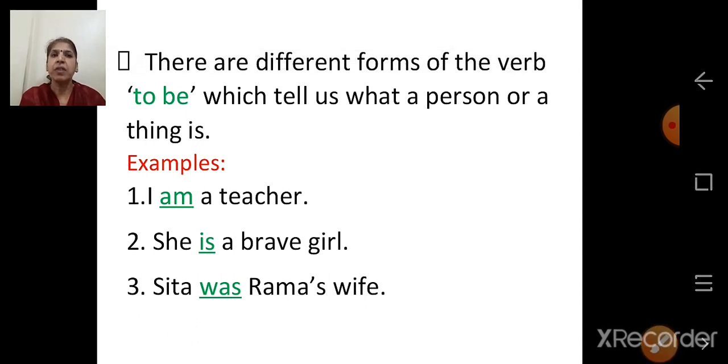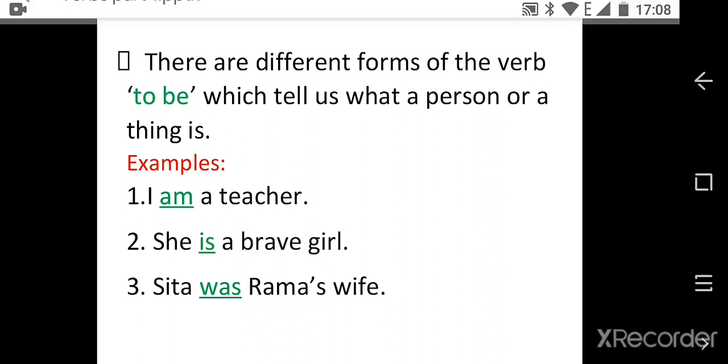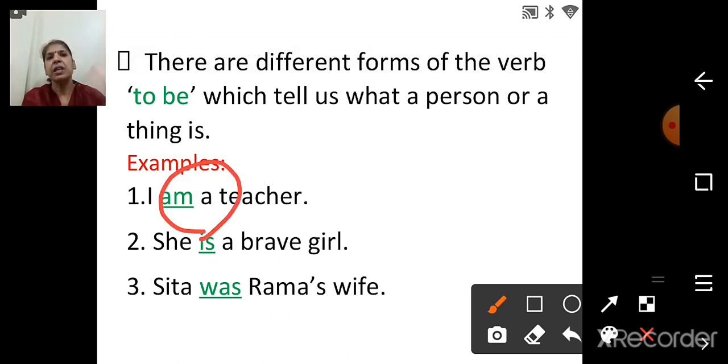Now, another form of the verb: there are different forms of the verb to be, which tell us what a person or a thing is. These are to be words. For example, I am a teacher. Am is the verb here, and am is a to be verb. It tells us what a person is. She is a brave girl. The verb is, and is is a to be verb. Sita was Rama's wife. So, was is a to be verb. These verbs am, is, was, etc. are examples of to be verbs.